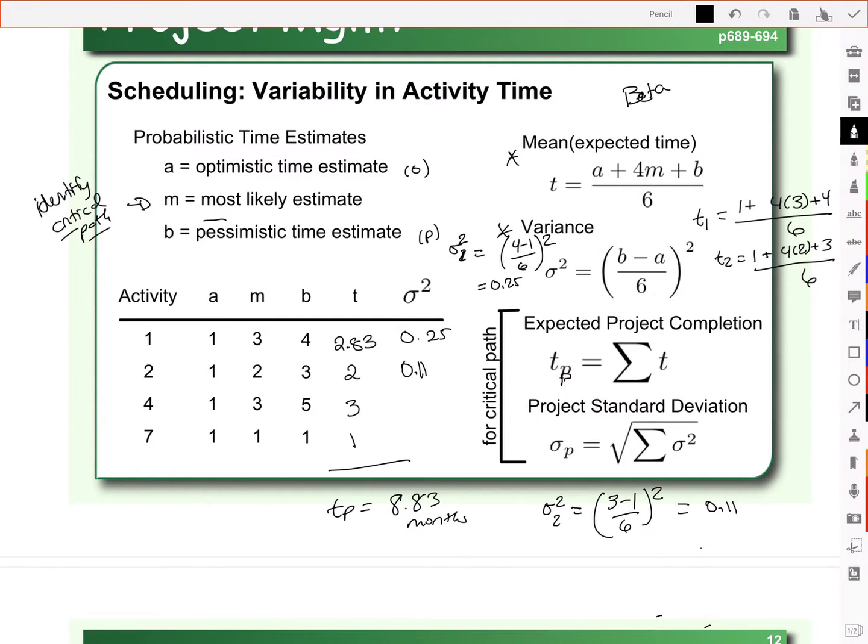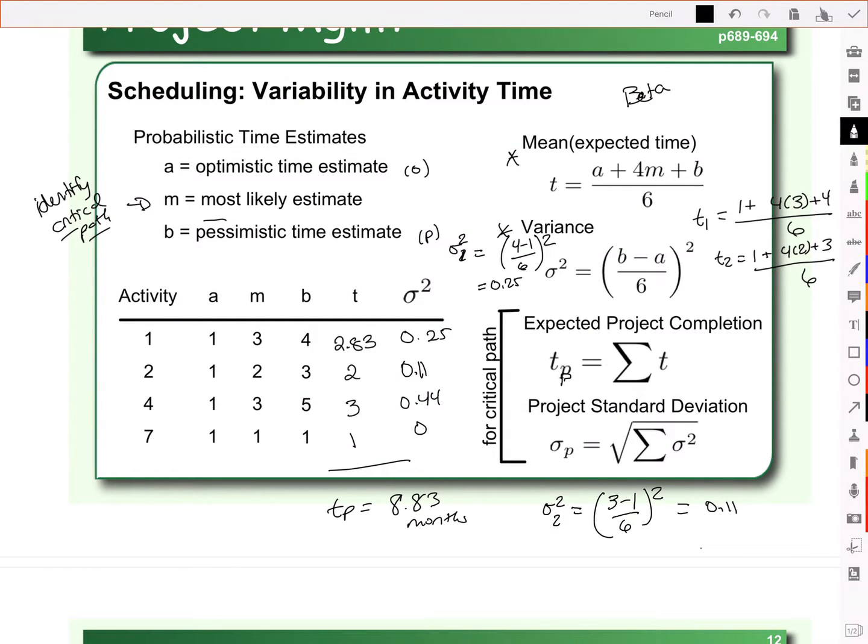Okay. So take a second and do the same calculation for activity 4 and activity 7, finding the variance for each activity. For activity 4, you should find that the variance is 0.44. And for activity 7, because the pessimistic and optimistic are the same number, your variance is 0.